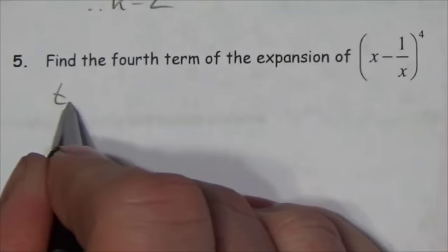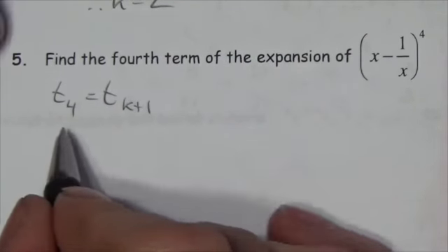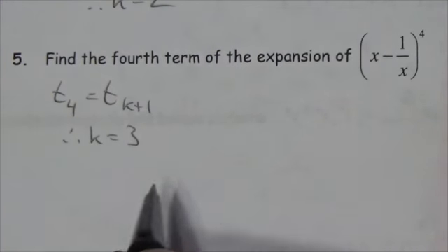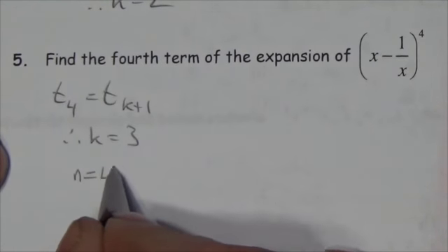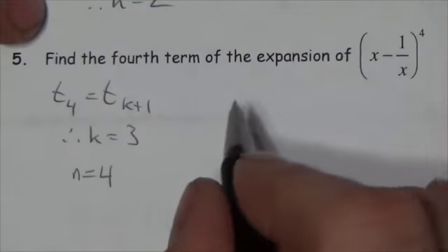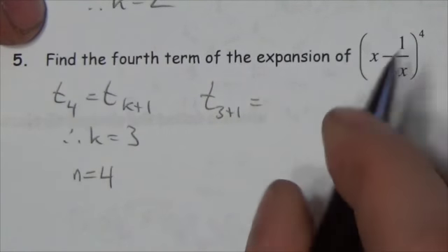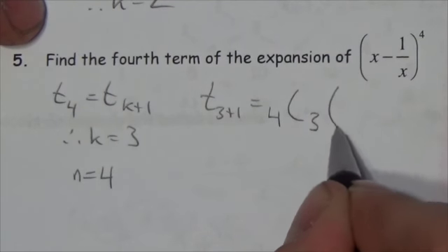So we're looking for the fourth term, and again, if that's supposed to be t sub k plus 1, this means, therefore, that k is equal to 3. So we know what our k value is. We should be able to just fill in the blanks now. We can also see from the expression that n is equal to 4. So we are looking for the t sub 3 plus 1, and this is going to be 4 choose 3.